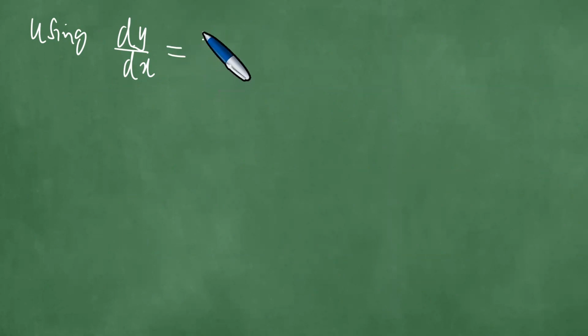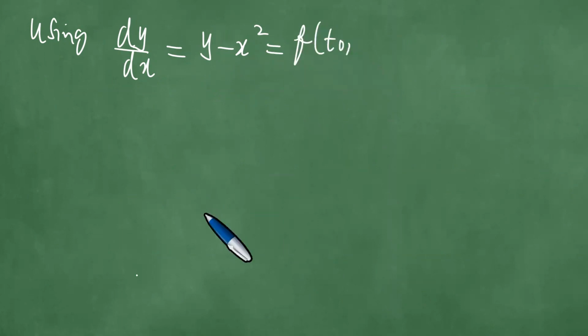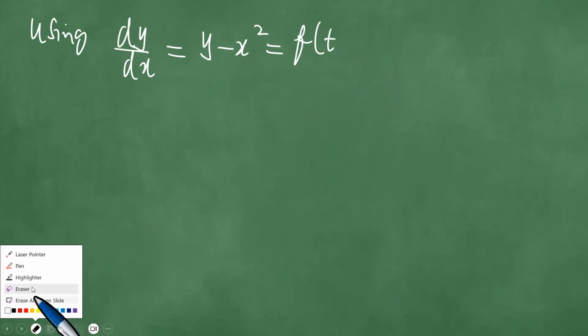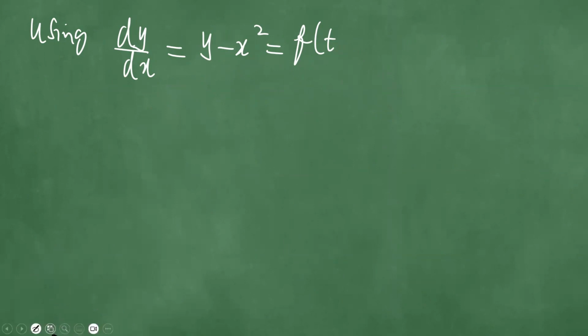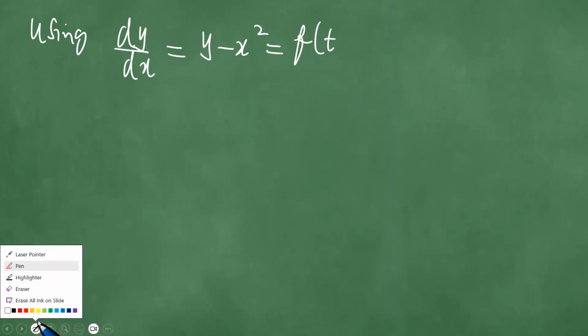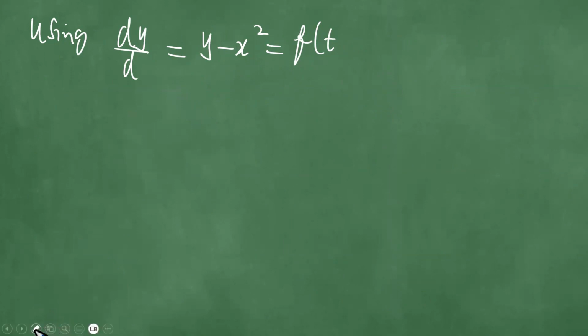Right, now let's look at the dy dx. And the dy dx now is y minus x squared, which we said we call f. So, okay, just call it t, because no, it's dy dt. So this is exactly t, but then there is x and y that we must order like this.